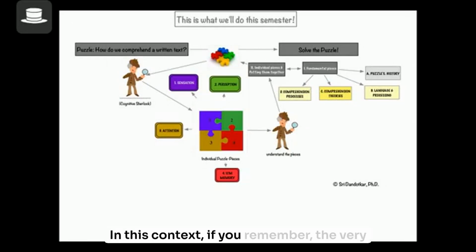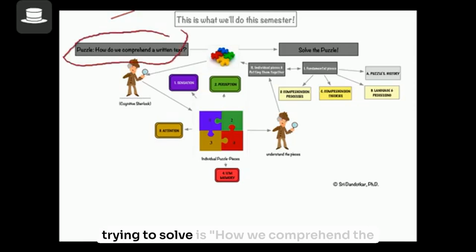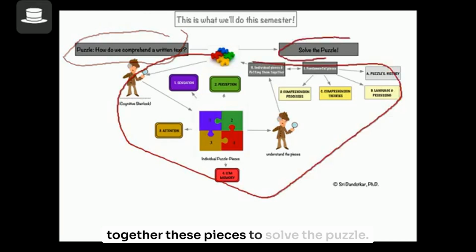In this context, if you remember, the very first thing we discussed was we went over this handout, what we'll do this semester. And we said that our main puzzle we're trying to solve is how we comprehend the text. And you have individual pieces, then you put together these pieces to solve the puzzle. The puzzle itself is how we comprehend written text.